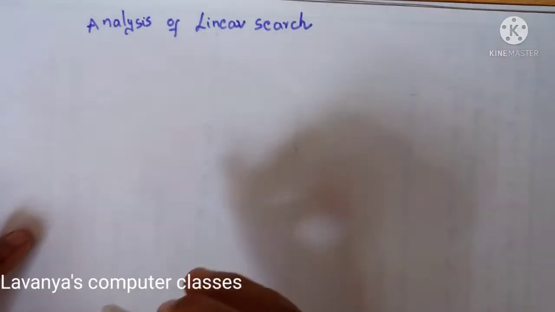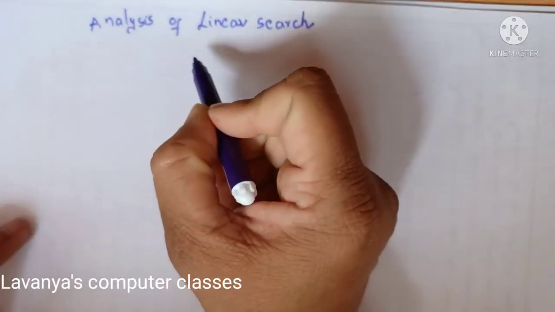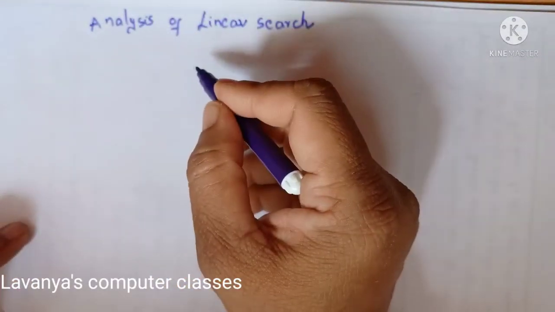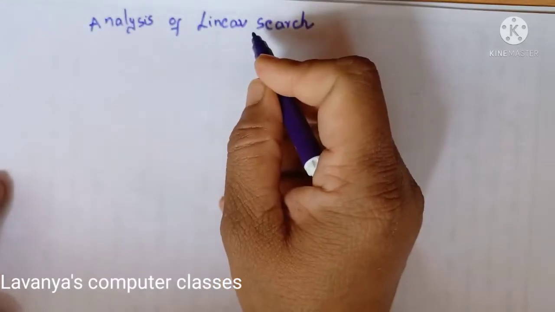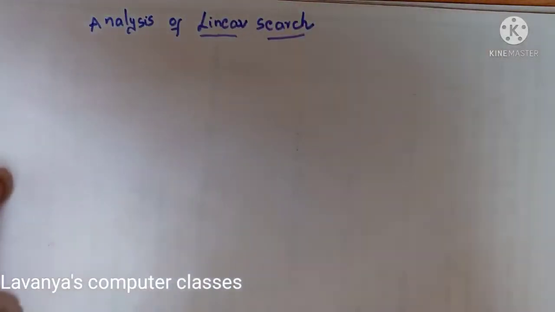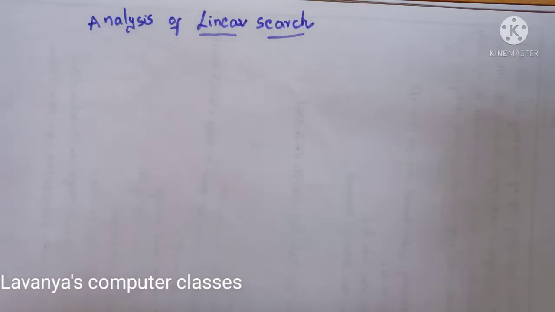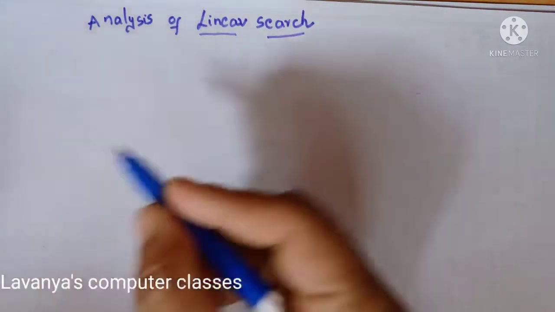In this video, I will explain linear search and the analysis of linear search: what are the worst case, best case and average case of linear search. So what is a linear search? Linear search is used for searching an element in the given list. So that is called linear search.